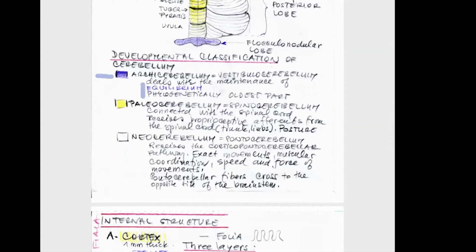This is phylogenetically the oldest portion, and it is well known that the archicerebellum is directly connected with the vestibular system. That's why it's also called vestibulocerebellum. We see that the flocculonodular lobe is part of this archicerebellum. In yellow, we remember the yellowish portion was the main part of the vermis, called paleocerebellum or also spinocerebellum, which is connected with the spinal cord via many interconnections.